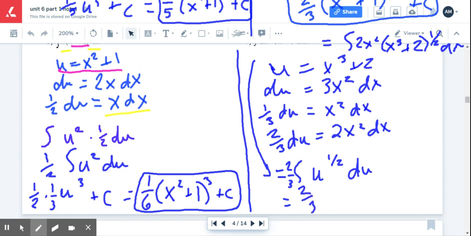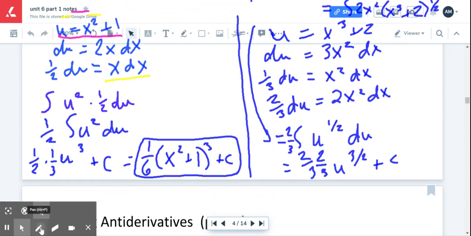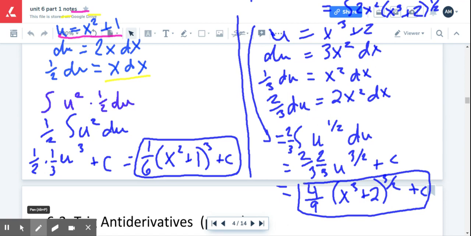So 2/3 u to the 3/2. And I'm going to divide by 3/2, which is the same thing as multiplying by 2/3 plus c. And then that is equal to 4/9. And then u was x cubed plus 2, so (x cubed plus 2) to the 3/2 power plus c. And that is basic u substitution for taking the antiderivative of composite functions.